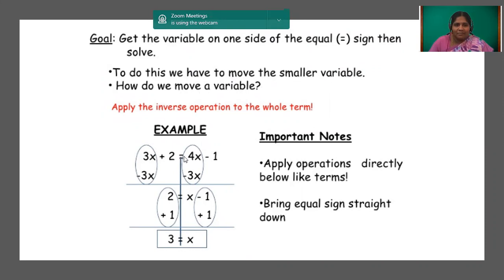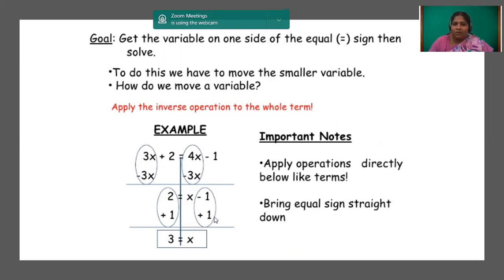Let us see this example. 3x plus 2 is equal to 4x minus 1. So what is the smaller variable here? 3x. So we need to vanish the 3x on both sides. So 2 is equal to x minus 1. Here we have the variable x, and on the left hand side 2 and on the right hand side minus 1. So now adding plus 1 on both sides, the value of x is 3.